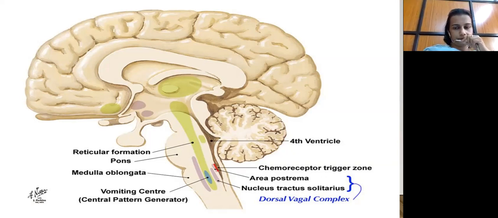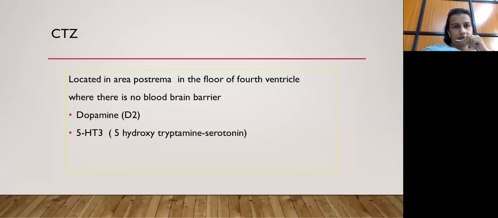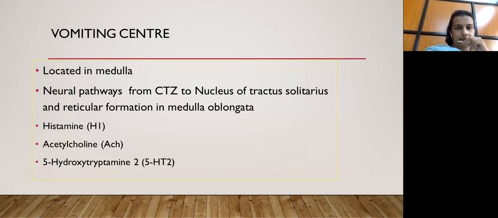Next slide, please. The CTZ is located in the area postrema of the floor of the fourth ventricle. There's no blood-brain barrier. The receptors present there are dopamine D2 and 5-HT3. It's important for us to remember all these receptors. In the management session, I'll show a slide where all the receptors are seen together, because it's important to know the receptors to decide which medications will act for a specific symptom. Next slide, please.